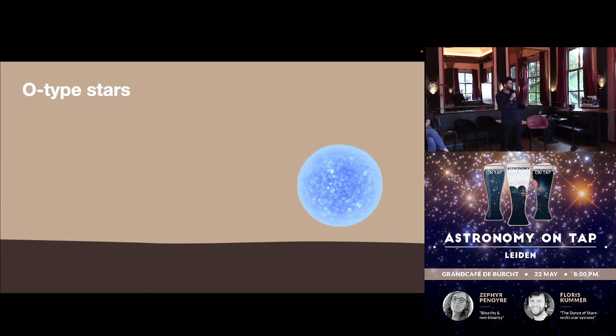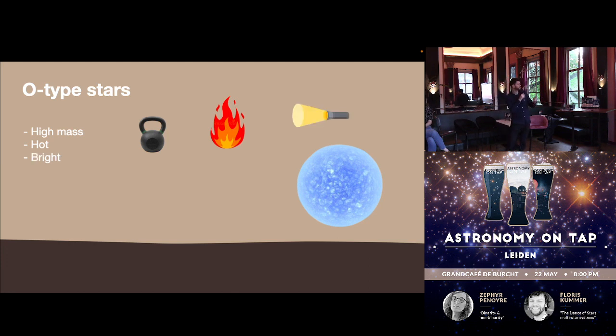Now, these O-type stars, on the other hand, are much heavier than our sun. They're much hotter. They are much brighter. But they live for much shorter, so they only live about a few tens of millions of years, which of course to a human lifetime is still very long. And they're also very rare. So maybe only about 1 in a million stars is an O-type star.